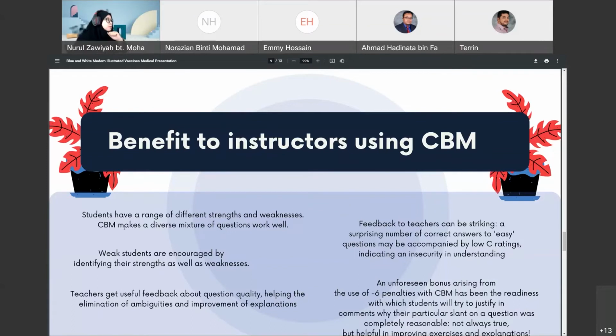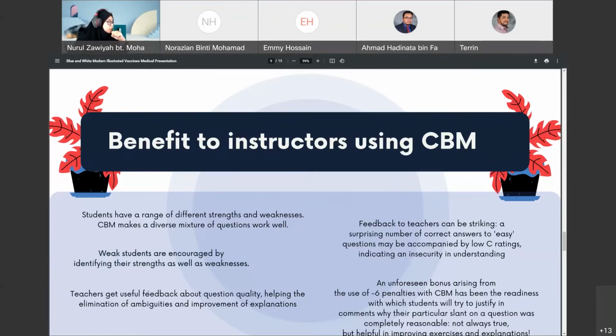So CBM makes a diverse mixture of questions work well. Weak students are encouraged by identifying their strengths as well as weaknesses. Because of this, it is good that if we apply CBM, they can see their own marks at the end of the quiz or the task.